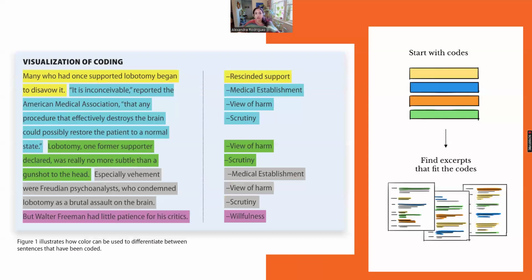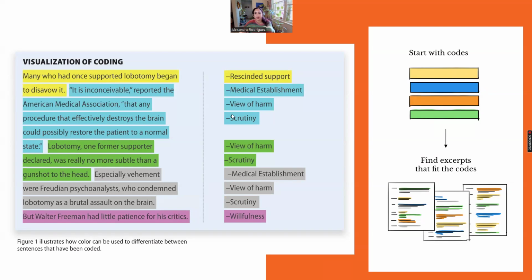Otherwise, I'll be confused. So here are some examples, and these aren't the best examples, but it would look something like this. These aren't the best codes or super relevant to our class, but let's just say willfulness or scrutiny or perspective on harm or support or not support or whatever.